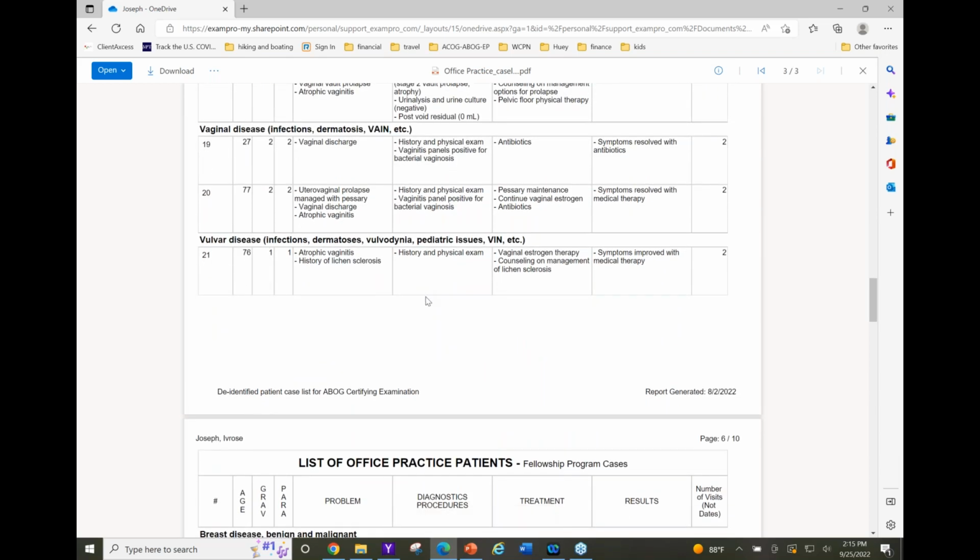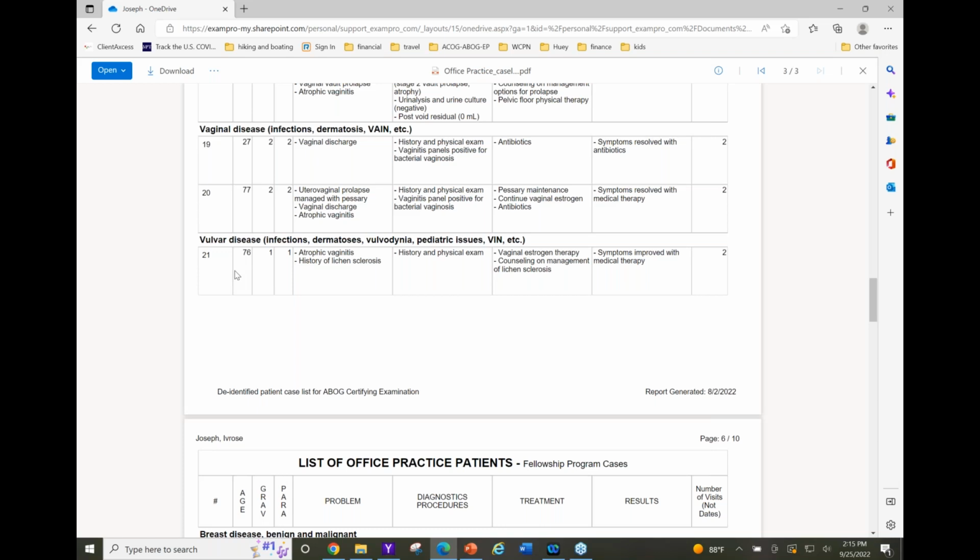Okay, let's talk about case 21. So this patient, when she came in, what was she complaining of?